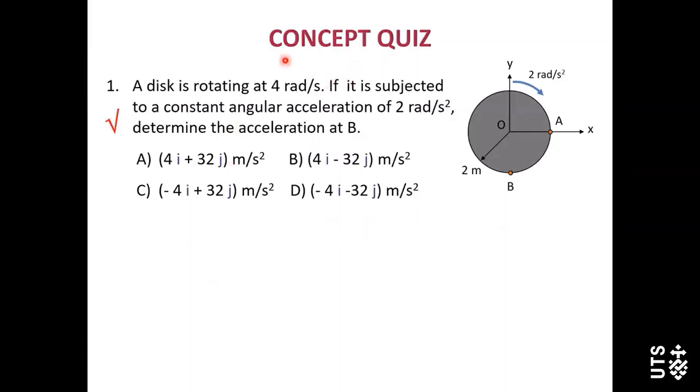Okay, next, a concept quiz problem. And here, a disk is rotating at 4 radians per second. If it is subjected to a constant angular acceleration of 2 radians per second squared, determine the acceleration at point B. All answers are in vector form. So how to solve this problem?